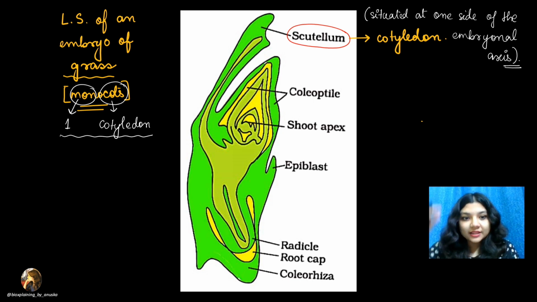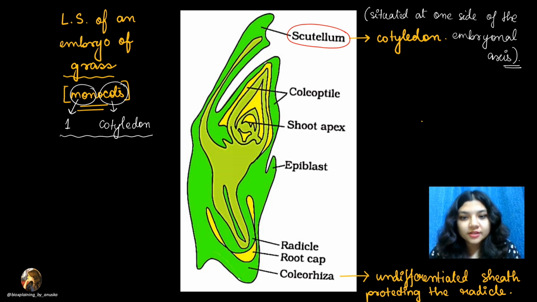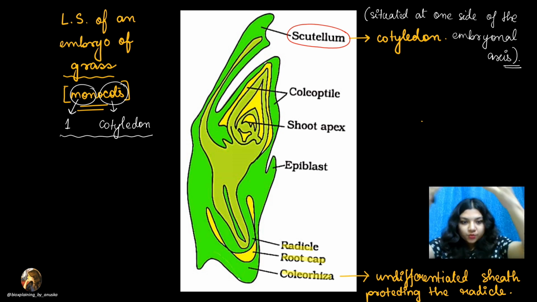Fine. Next, what do we have? Straight come below at the lower end. At the lower end, the embryonal axis has what? It has the radicle, the root cap, the coleorhiza. Can you come to this region? Can you identify which part I am talking about? This part. At its lower end, the embryonal axis has the radicle and the root cap, which is enclosed in an undifferentiated sheath called the coleorhiza. So right at the end, you have the coleorhiza, which is like the covering tip of your radicle and the root cap. So this is what you have towards the end, right below.